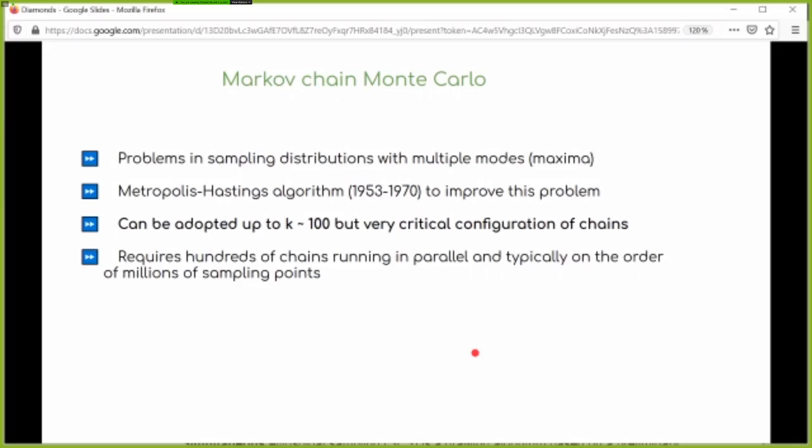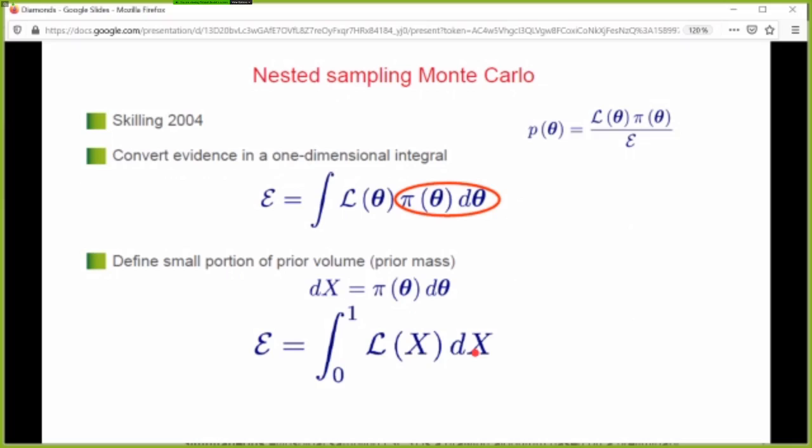And Bayesian evidence, the thing we want here, is not computed in this type of process. So this is why in 2004, a researcher named Skilling invented what he called nested sampling Monte Carlo.